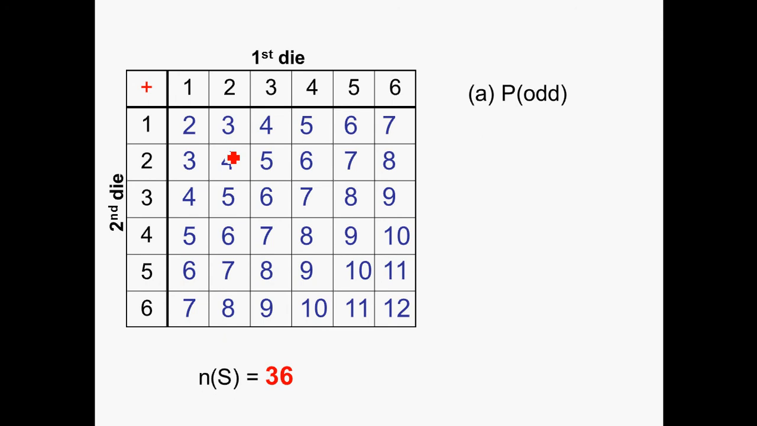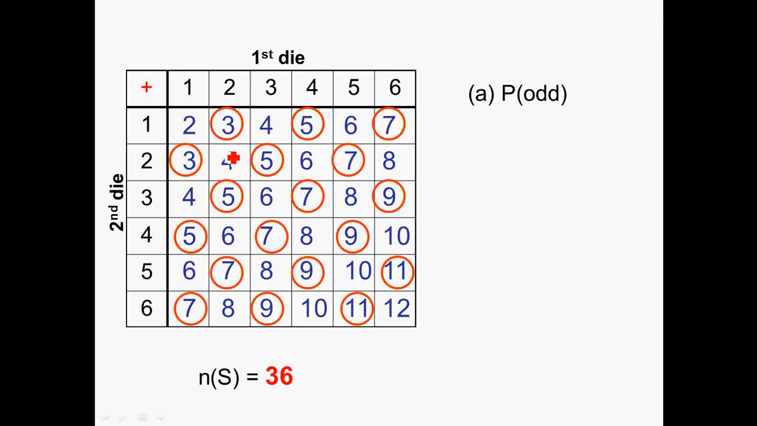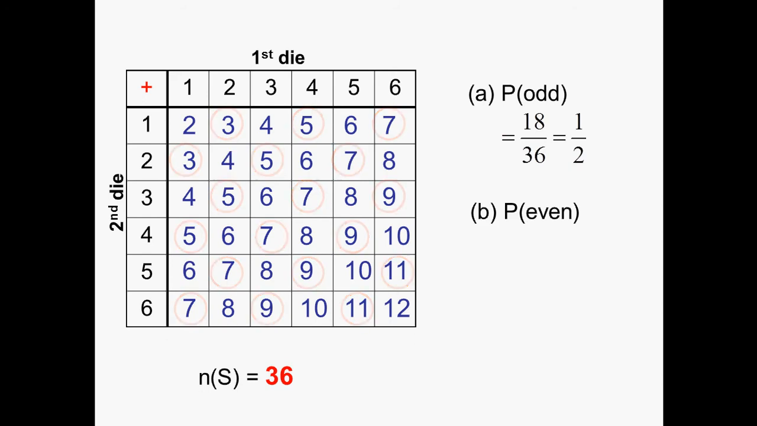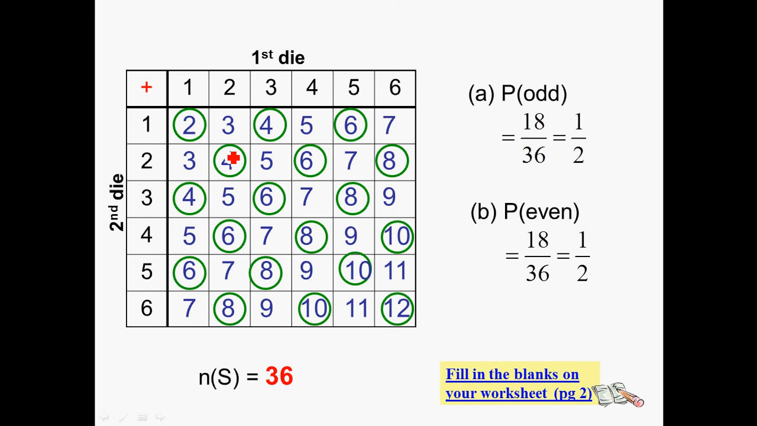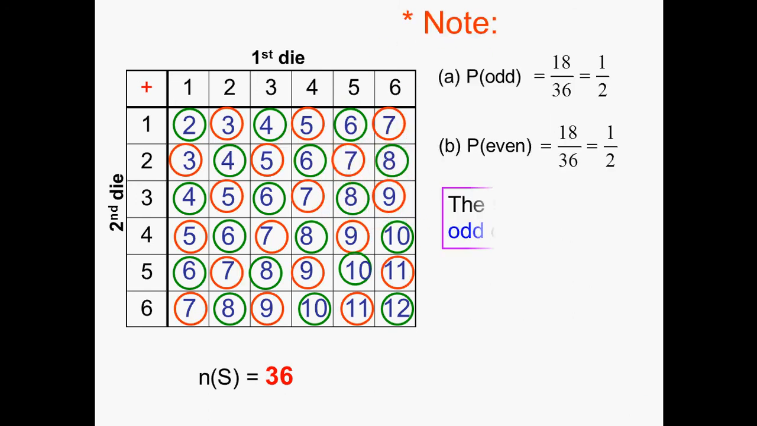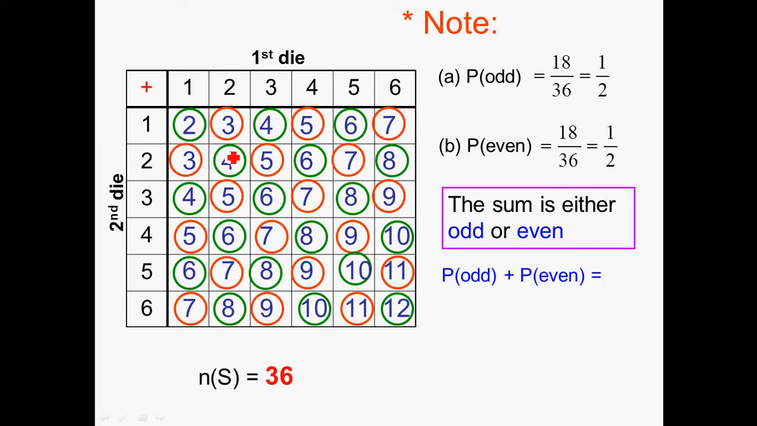Let's look at odd numbers. That gives you half, because the other half is even. Part B, the probability of even numbers, is also half. Take note, in this case, the sum is either odd or even. There is no in between. And you notice that by adding the probability of odd and even, it actually gives us a sum of 1.